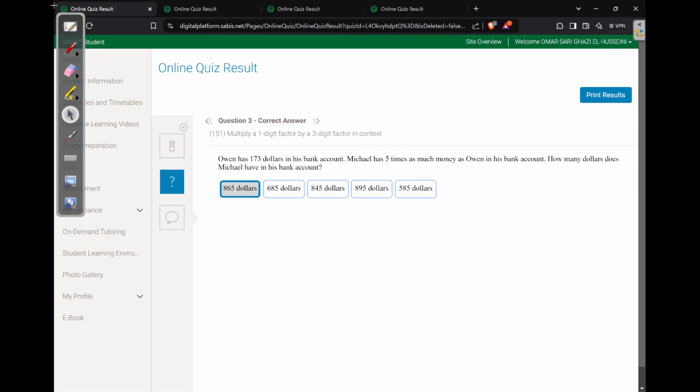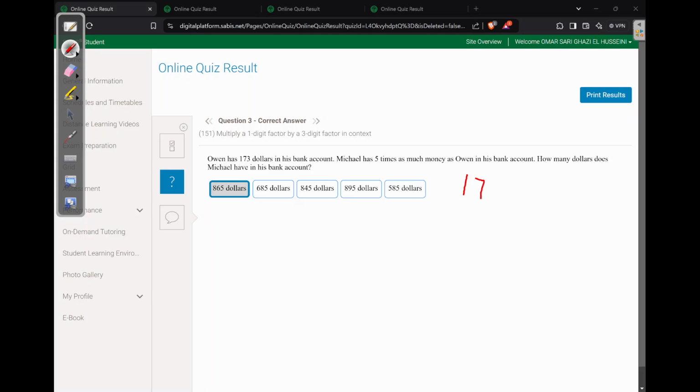Question 3. Owen has $173 in his bank account. Michael has 5 times as much money as Owen in his bank account. How many dollars does Michael have in his bank account? We'll do 173 times 5.